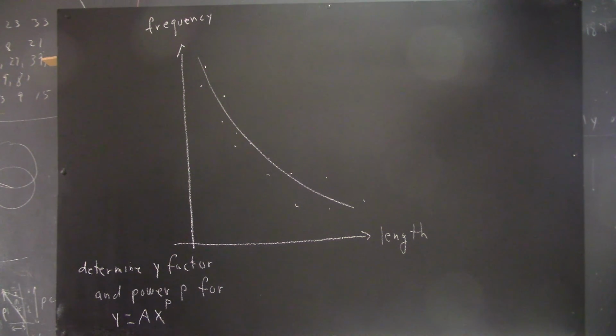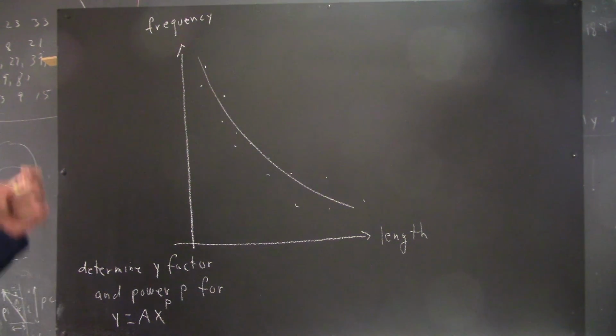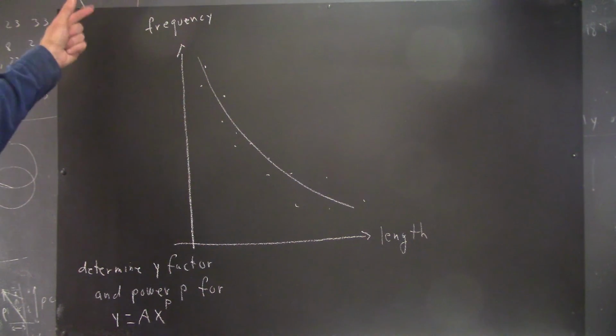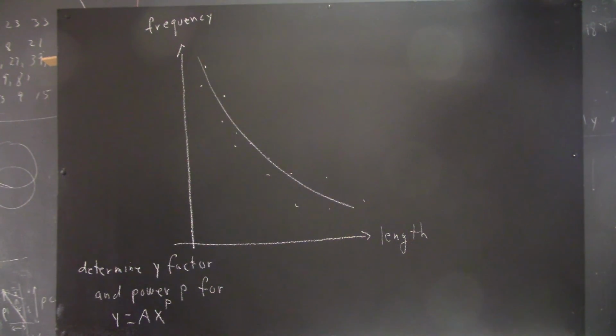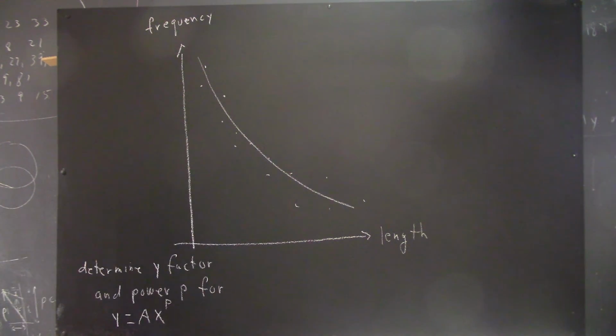Now we'll continue this. I do recommend that you make a pendulum and make several determinations of the frequency for several different lengths as best you can, at least 4, 5, or 6 data points, and see what kind of curve you get. Now we'll go on in the next video.